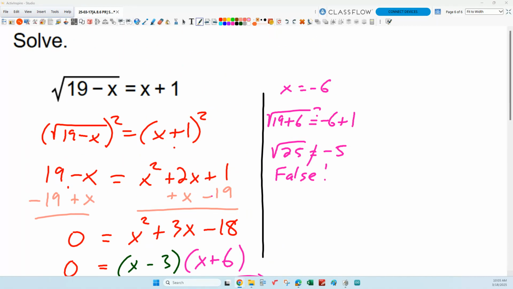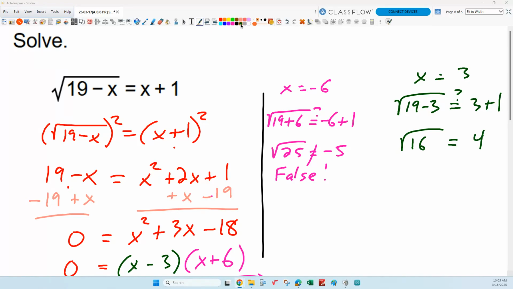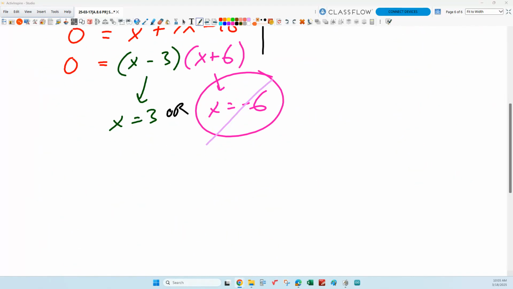Okay, let's try the other possibility. What if we try x equals 3? That gives us square root of 19 minus 3 equals 3 plus 1. Well, that's square root of 16 equals 4. True or false? True. So that tells us that this one is valid. That one checks out, right? X equals 3 is our only solution.